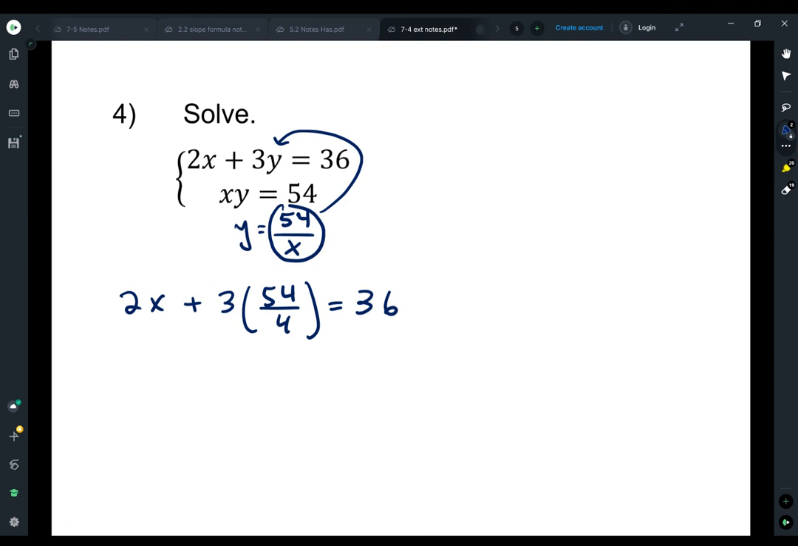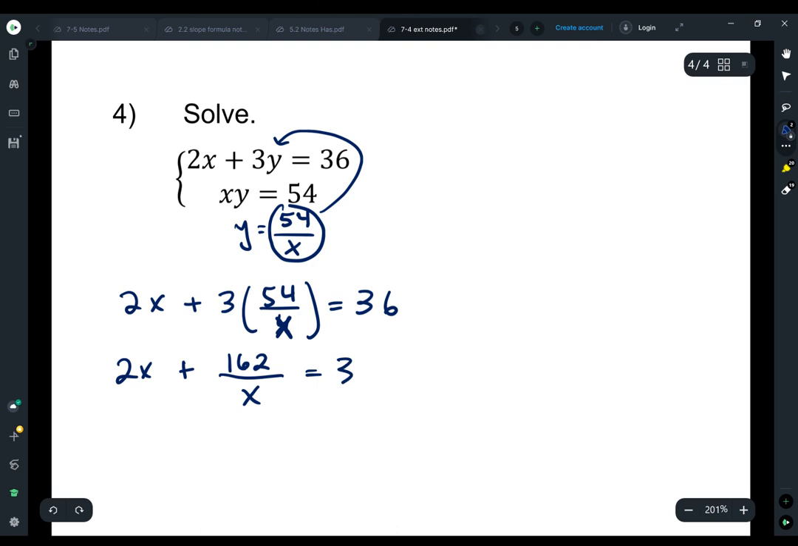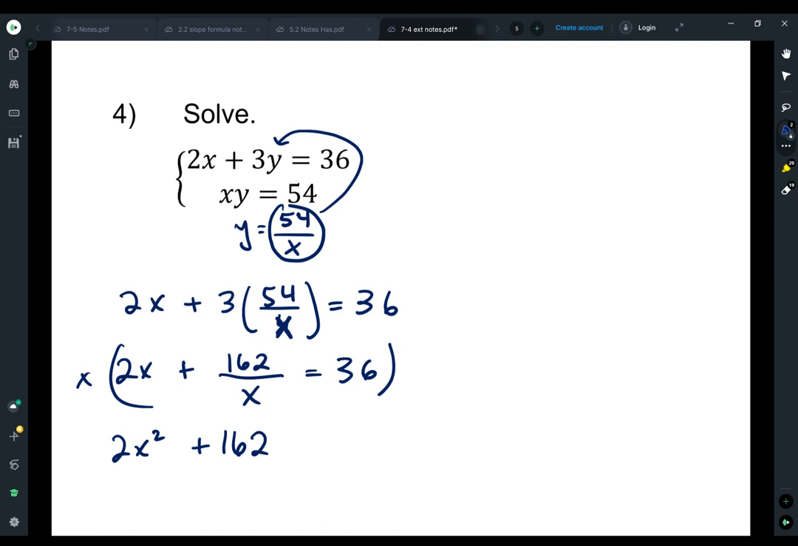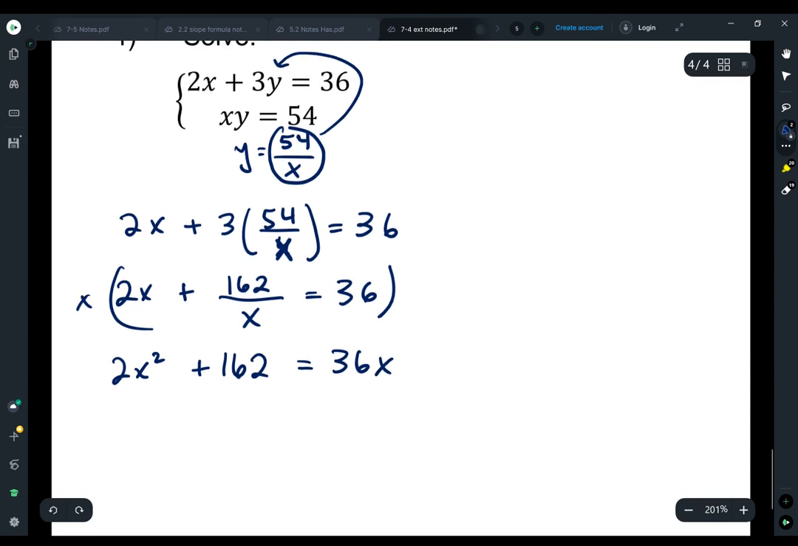Let's see, 3 times 54 is 162. So 162 divided by x. I don't know how that morphed into a 4, but we fixed it. And the issue is, of course, the x in the denominator. So I want to multiply everything by x to get rid of my denominator. And so when I multiply x times 2x, I get 2x squared. x times that middle one, now that x is gone in my denominator. But now I do have a 36x.